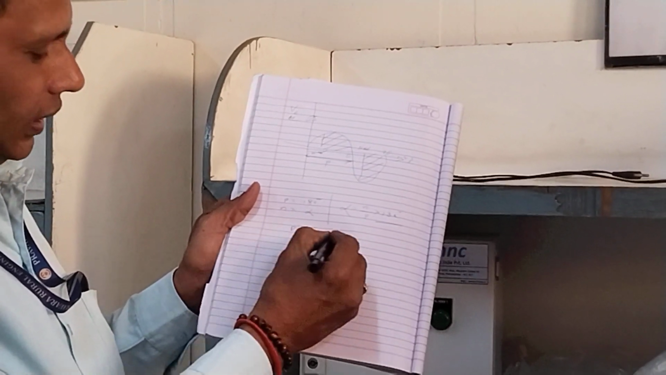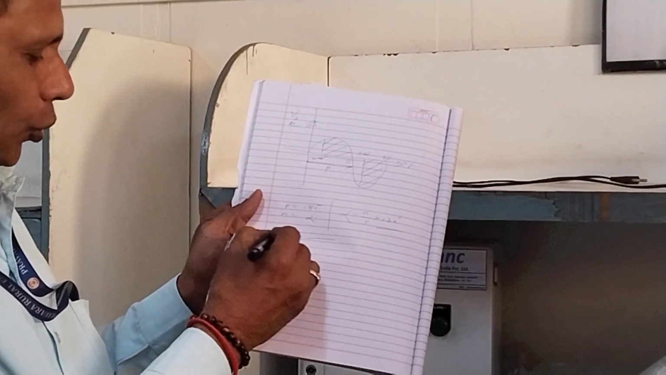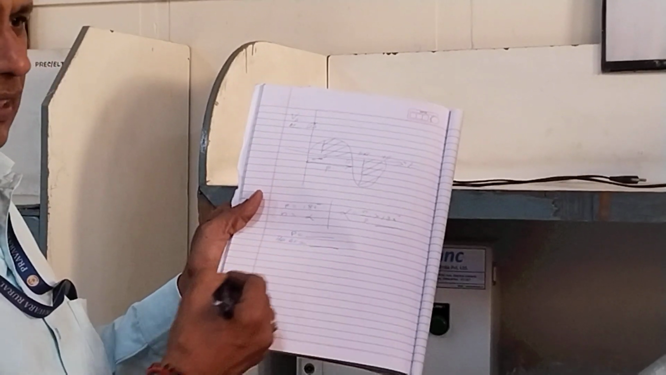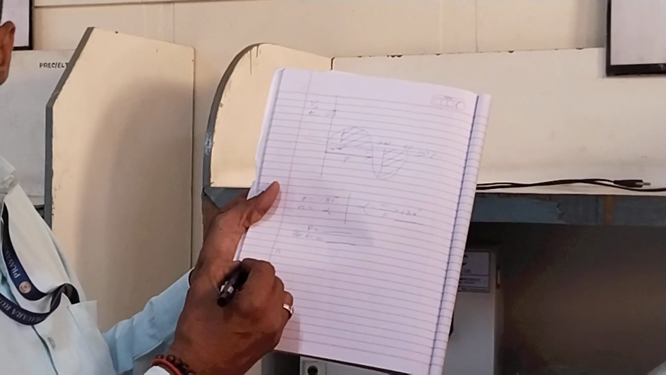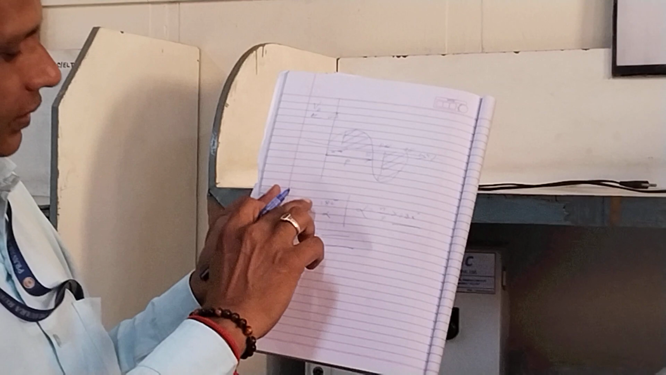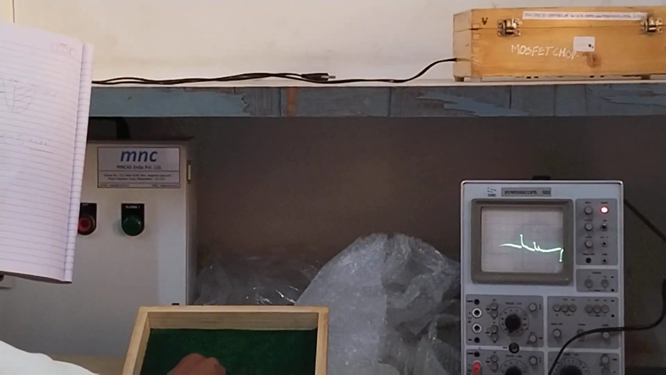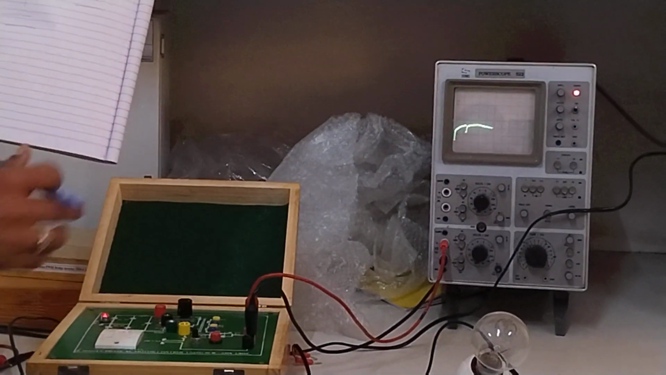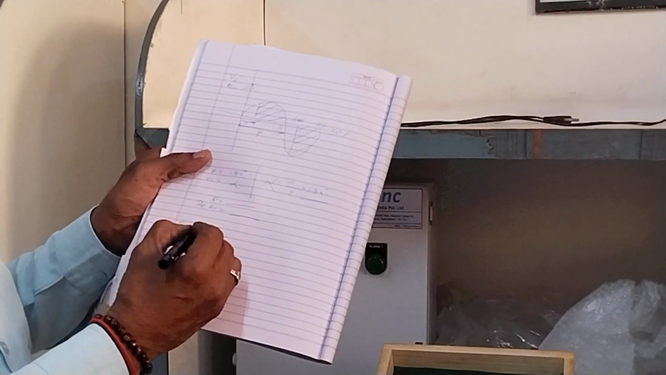P is constant. You can write it like that. Then you know that AC voltage is also fixed. Input AC is fixed. You can write it here. And then you have to write N is varying. Yes, N is variable. You can see N is variable. Alpha is varying. And then N.